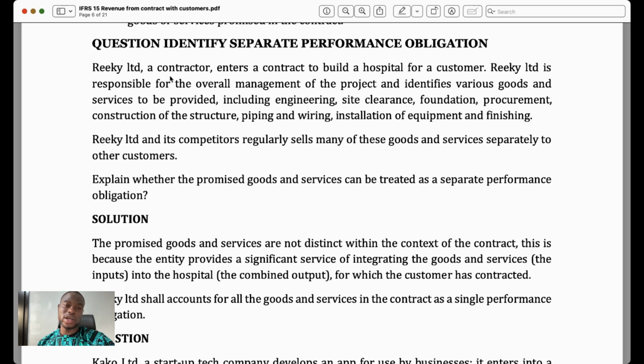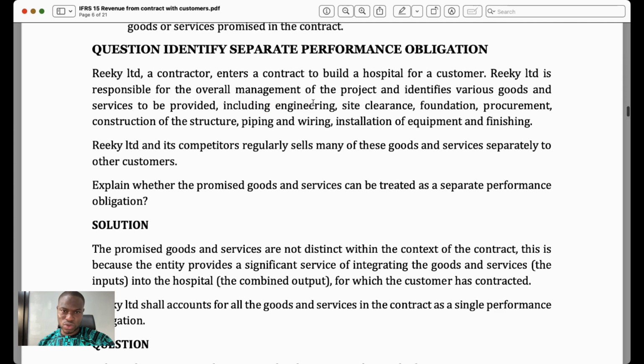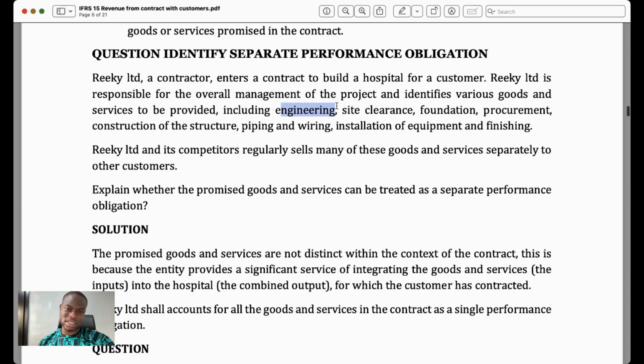For me, I know because Wiki enters a contract to build a hospital, right? So each item on his invoice that he wants to execute to build the hospital, you cannot see engineering as a separate performance obligation, because without engineering there won't be site clearance, without site clearance there won't be foundation, without foundation there won't be procurement. So they are not separately identifiable, they are dependent on one another. So all of them are seen as a single performance obligation. We cannot see each of them as separate.